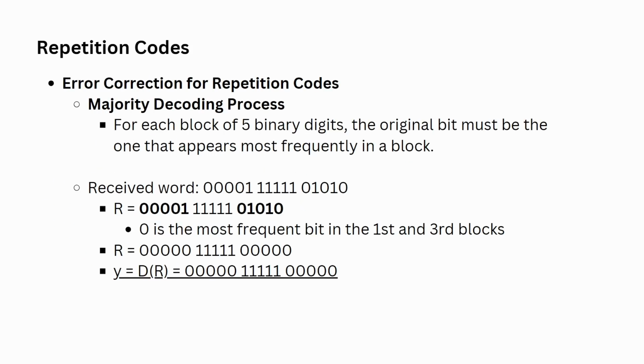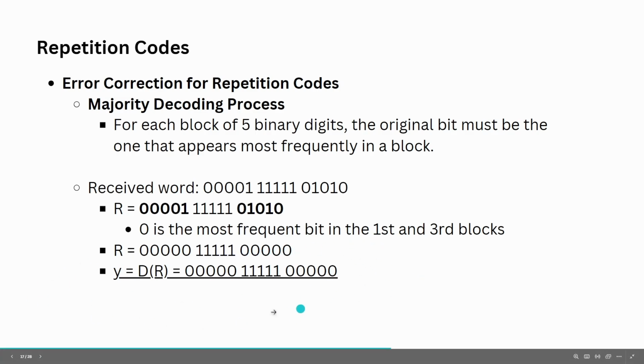Next, we have error correction for repetition codes. We are going to be using a method called the majority decoding process. For each block of 5 binary digits, the original bit must be the one that appears most frequently in a block. In this case, if our received word is this, we're going to be finding what's the most frequent bit in every block. In this block, it is 0, in this we have 1, and in this we have 0. This will mean we're going to be converting them to 00000 11111 and 00000, making that our final answer.